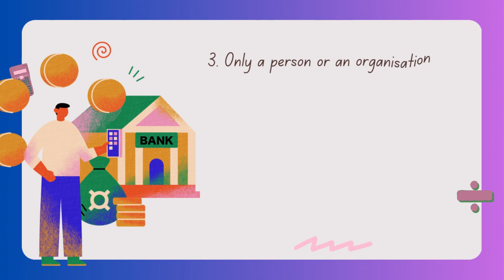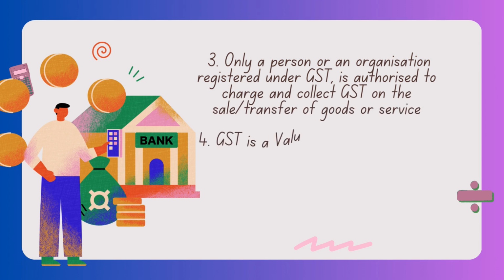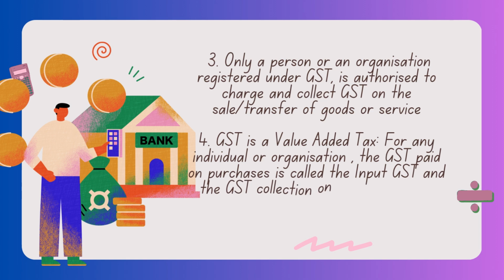Only a person or organization registered under GST is authorized to charge and collect GST on the sale or transfer of goods and services. GST is a value added tax. For any individual or organization, the GST paid on purchases is called the input GST, and the GST collected on sale of goods is called the output GST.